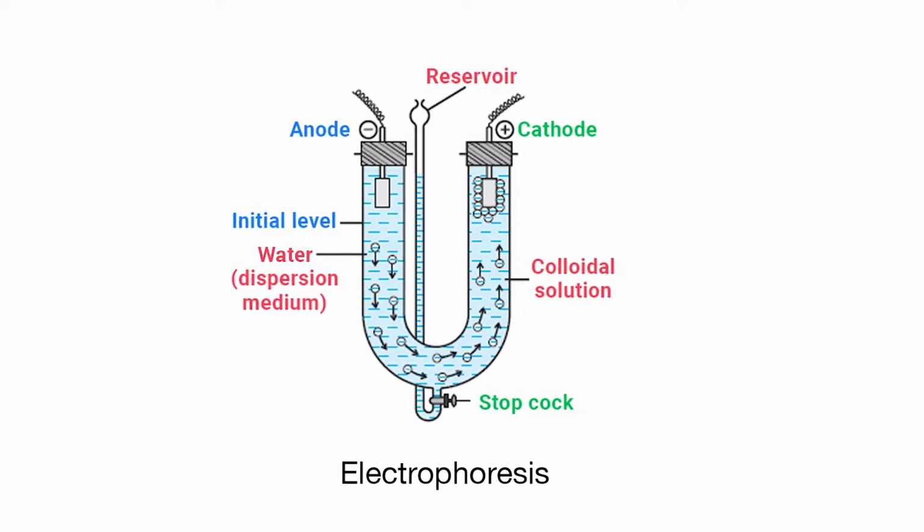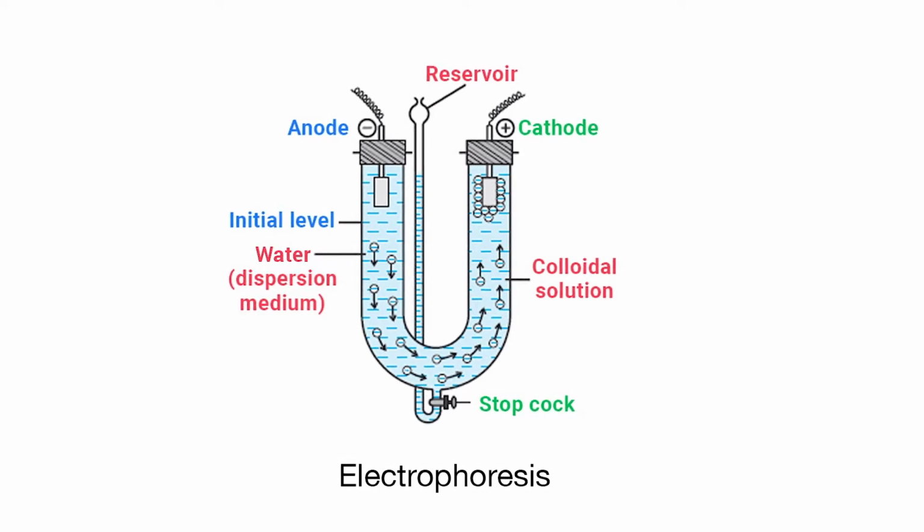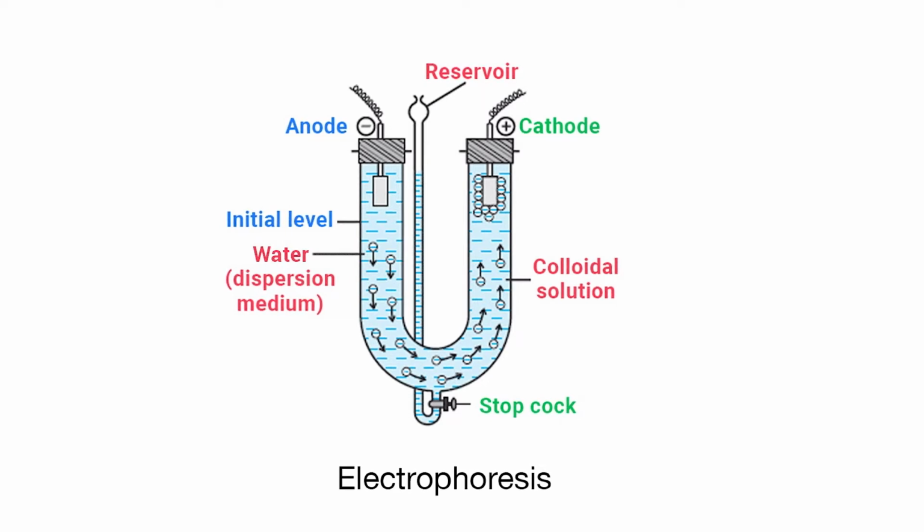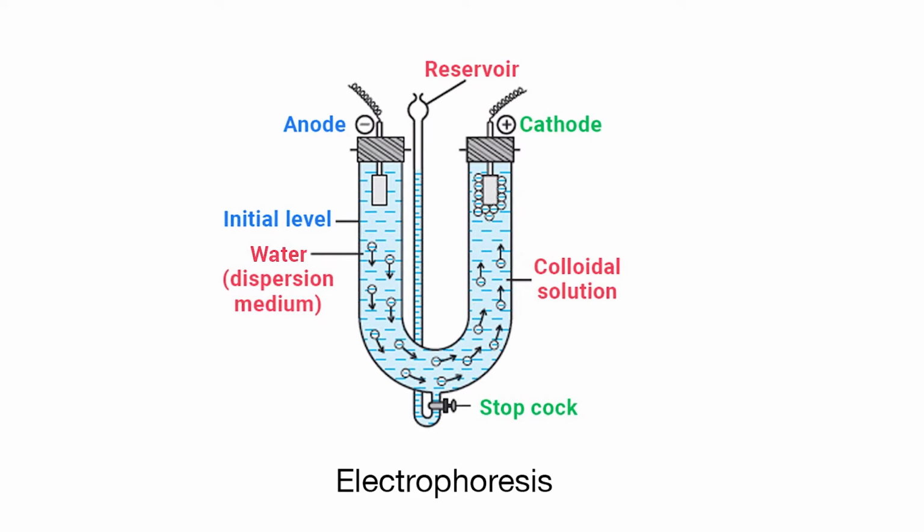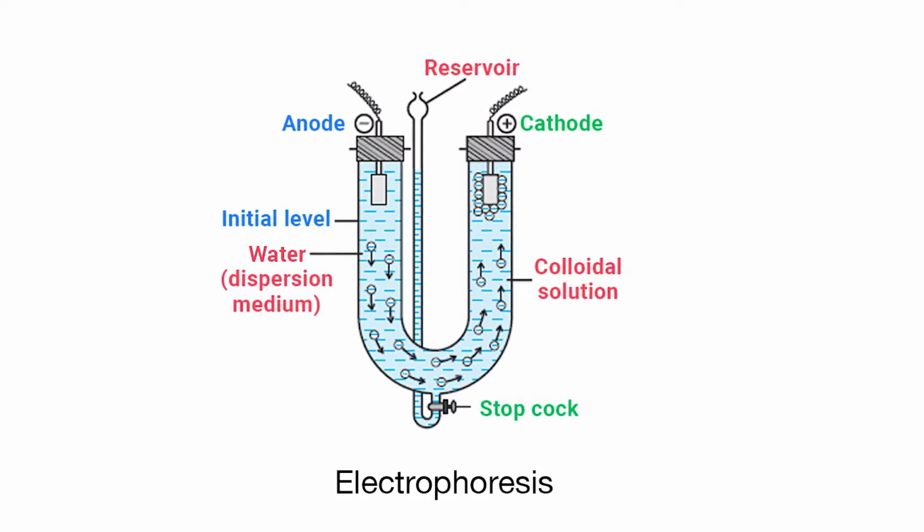Electrophoresis can be studied by taking colloidal solution in a U-tube in which two platinum electrodes are dipped. On applying a potential difference across the electrodes, it is observed that the colloidal particles move to the oppositely charged electrode. Once the charged particles reach the electrode, they get neutralized and settle down.